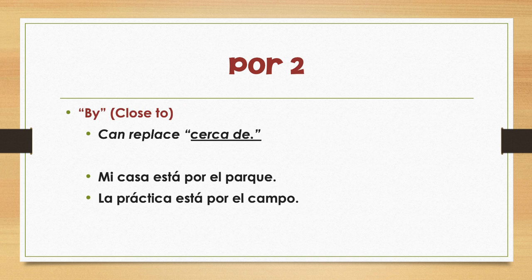Por also means by, as in close to. It can replace the term cerca de, close to. So, mi casa está por el parque. My house is by the park. Or, la práctica está por el campo. The practice is over by the field.